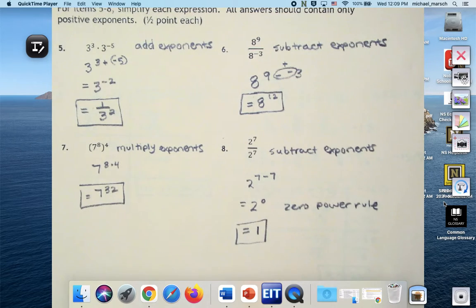Okay, now you guys get your study guide number 2.